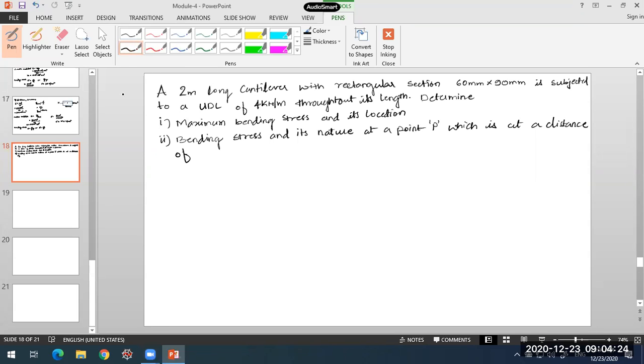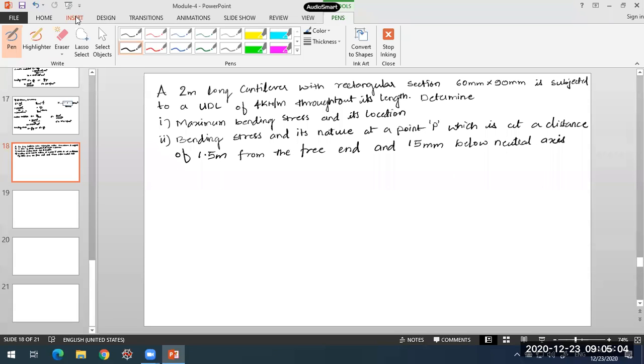And the second point, what you need to determine is the nature of stress at a point P, which is at a distance of 1.5 meters from the free end and 15 mm below neutral axis. Okay, this is the problem what is given.